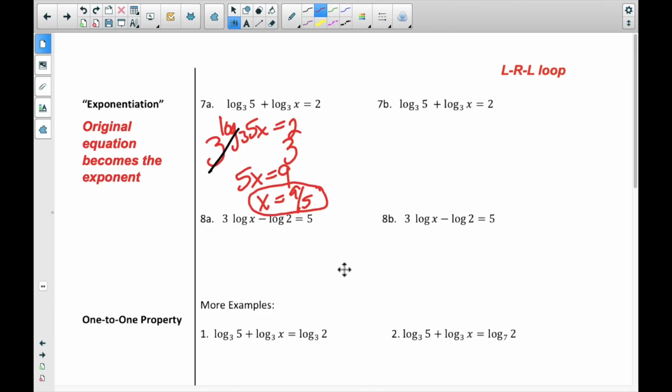So that's exponentiation. I think it's a really cool process that you can do. You can just create an exponent, which is pretty cool.